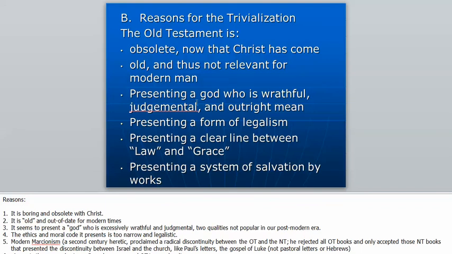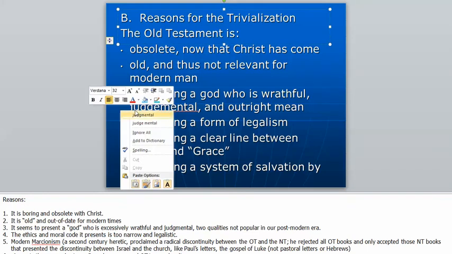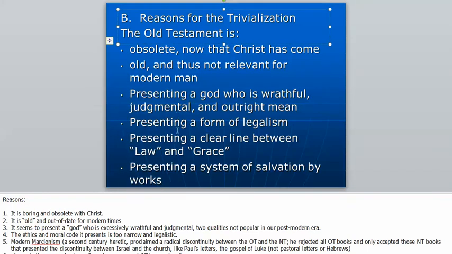We talk about the trivialization, or the reasons. So we say that the Old Testament is obsolete now that Christ has come. Of course, I'm telling you this because all of these are fallacies, and in my class, by the end, hopefully I'll have you convinced. The Old Testament is old, so it's not relevant for modern man or new man. The Old Testament presents a God who's wrathful, judgmental, and just outright mean.